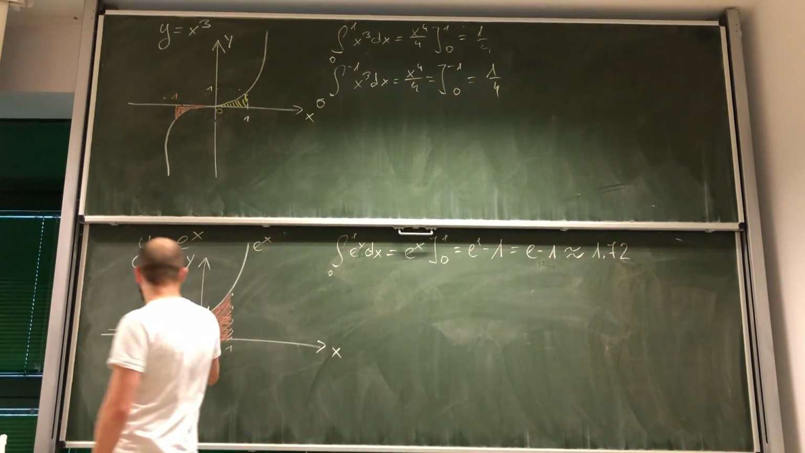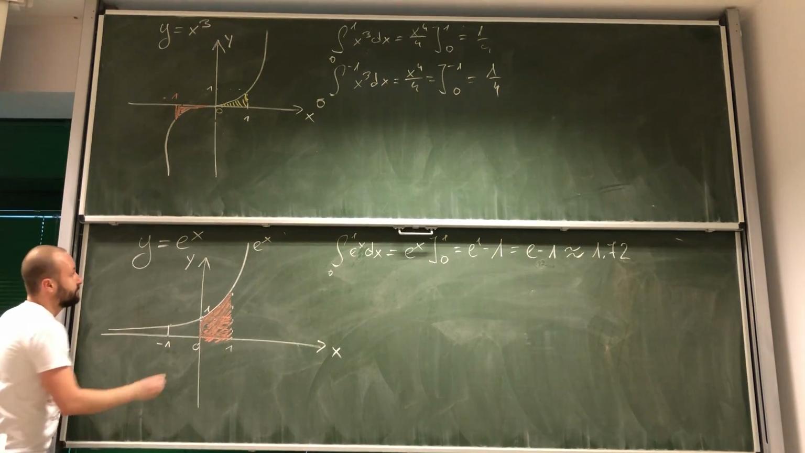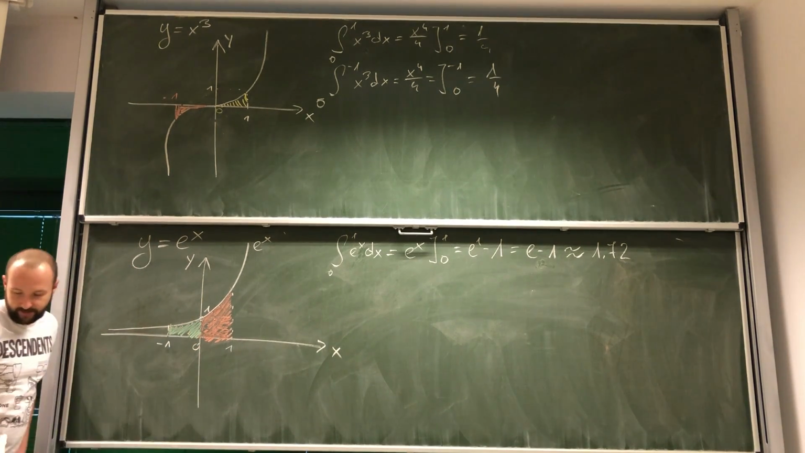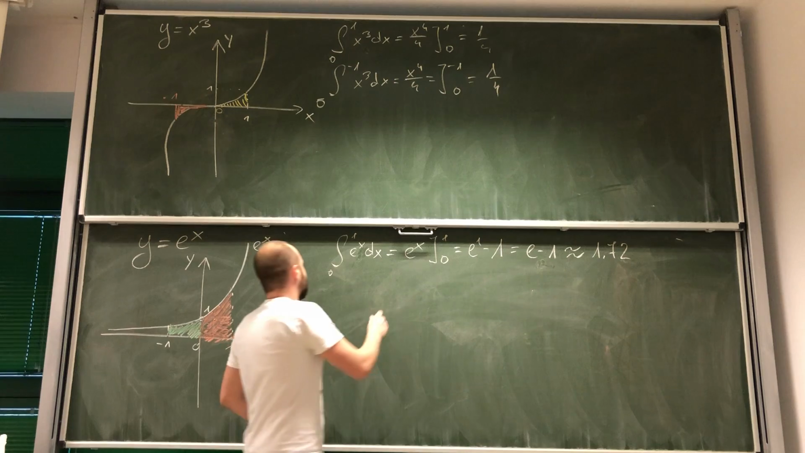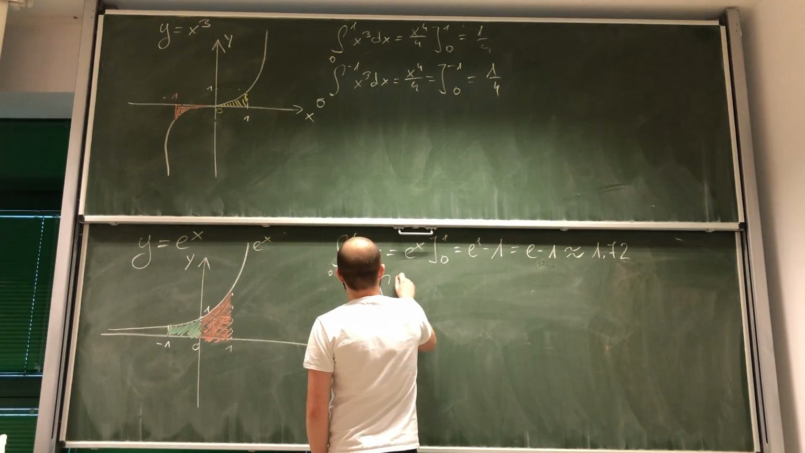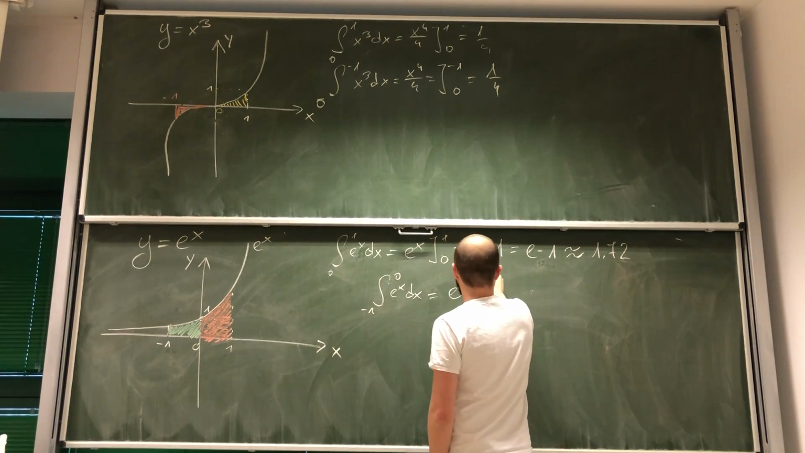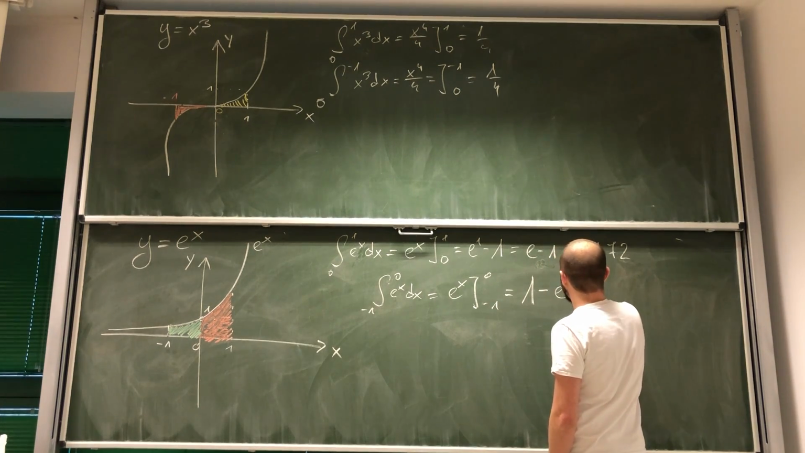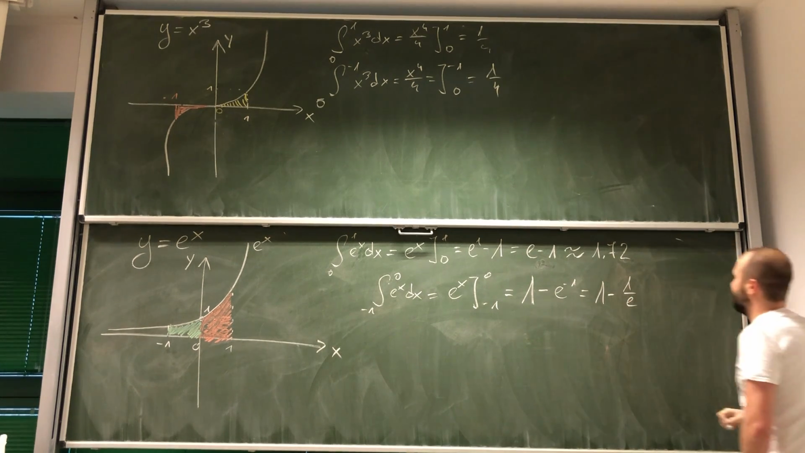Okay, and now how about here? How much do we have here? Again, I don't need to even change the limits of integration, right? Because we are above the x-axis. So again, this is the integral from negative 1 to 0 of e to the power of x dx, which is simply e to the power of x from negative 1 to 0. I get that this is 1 minus e to the power of negative 1. So this is 1 minus 1 over e.